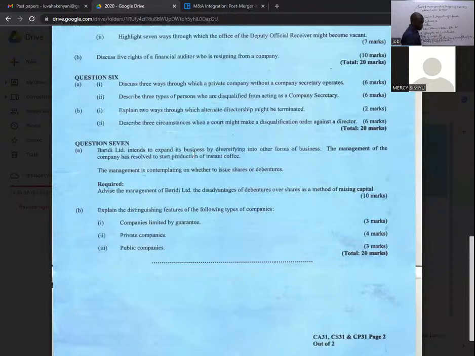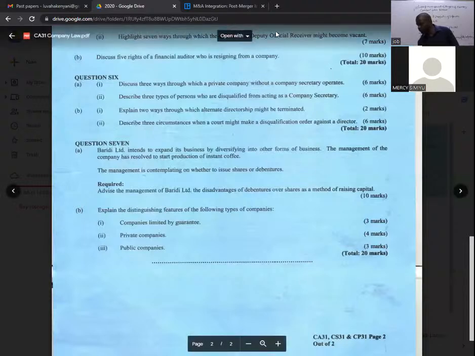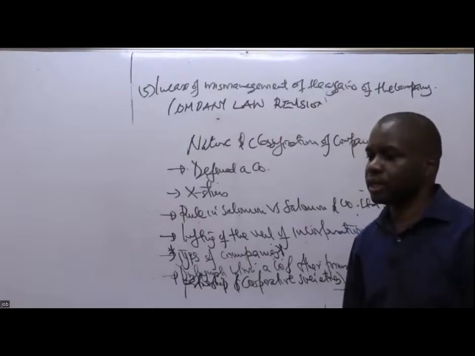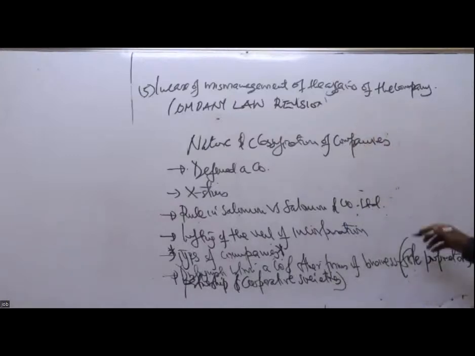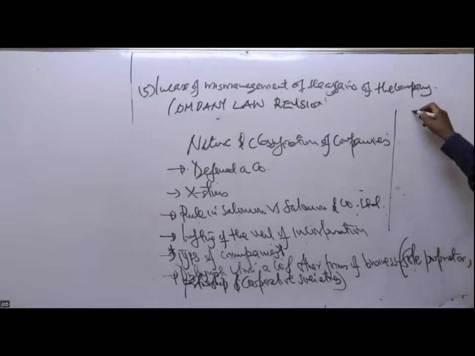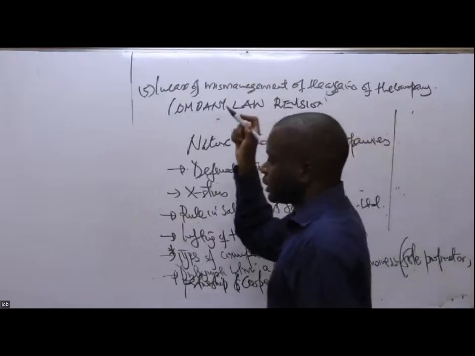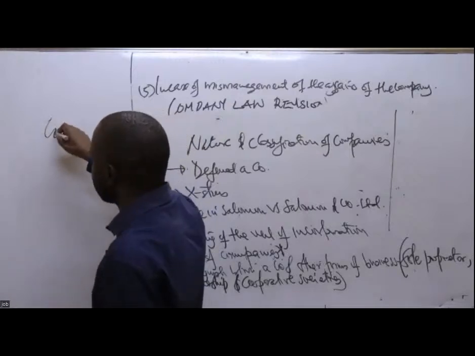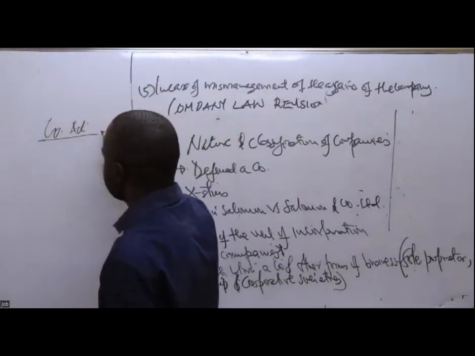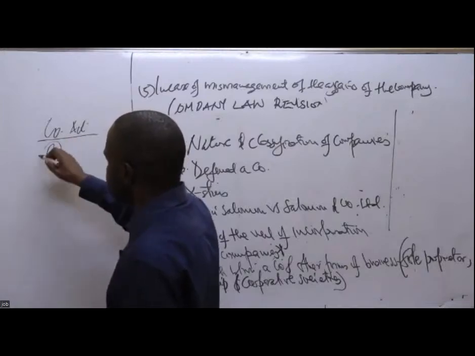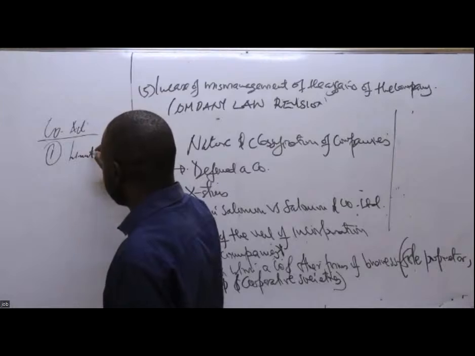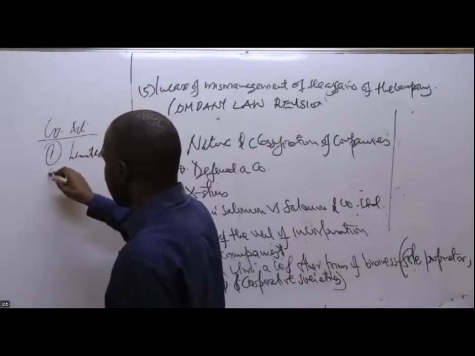If you can recall very well, the teacher says that we can have classifications of companies under the Companies Act. I hope you know how to switch. When you've shared the screen, there's a way you can switch the screens. So under the types of companies, the teacher said that under the Companies Act of 2015, companies have been classified as: number 1, limited companies; number 2, unlimited companies.